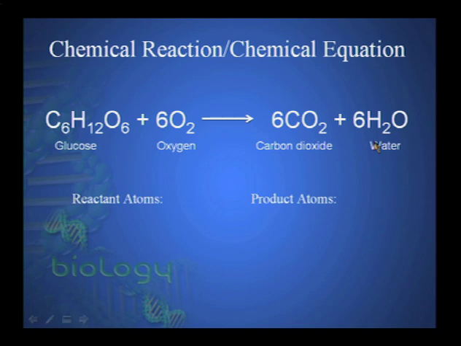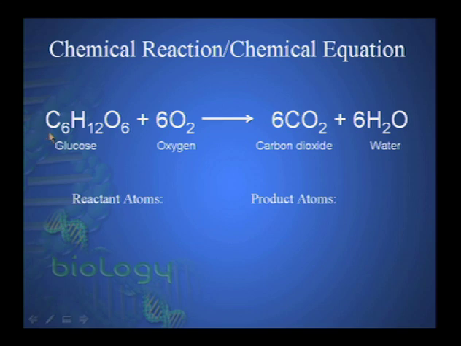Okay, now, chemical bonds can be broken and reestablished. And when that happens, that leads to a chemical reaction. And so we use what are known as chemical equations to represent chemical reactions. And this is an example of a chemical equation.